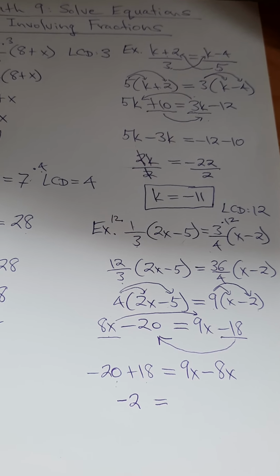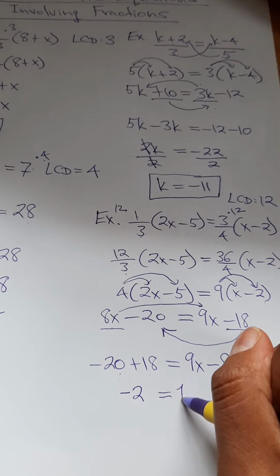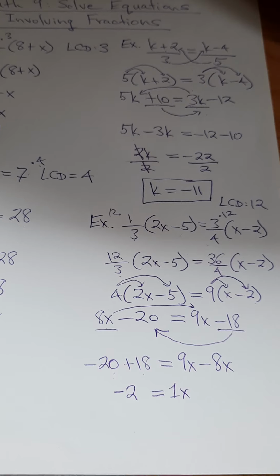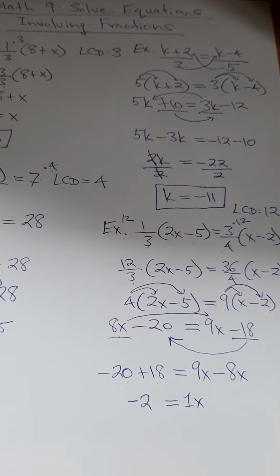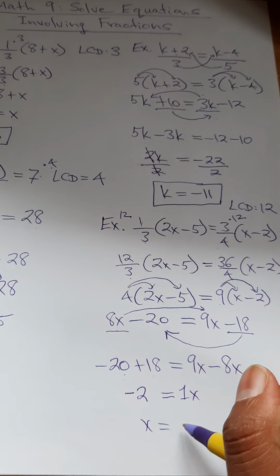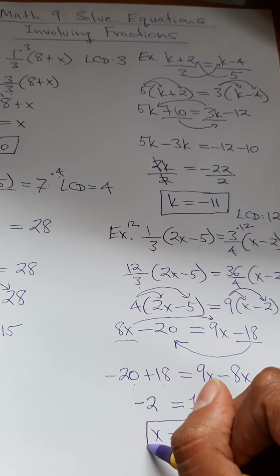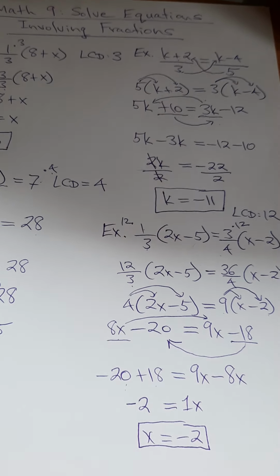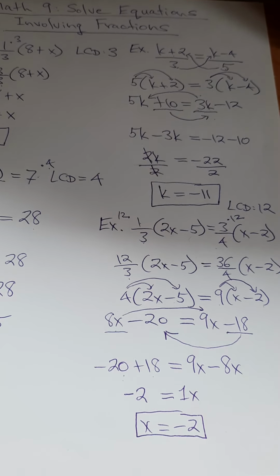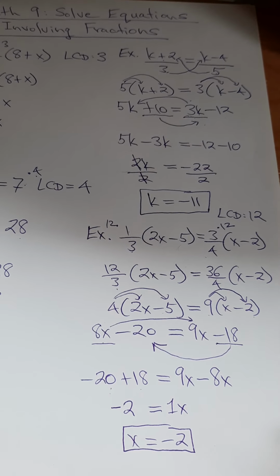And then 9x minus 8x is equal to 1x. If you divide by 1 on both sides, it stays the same. So x is equal to negative 2. And this is my final answer.